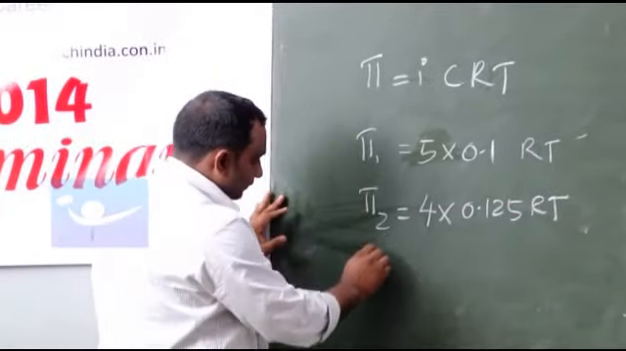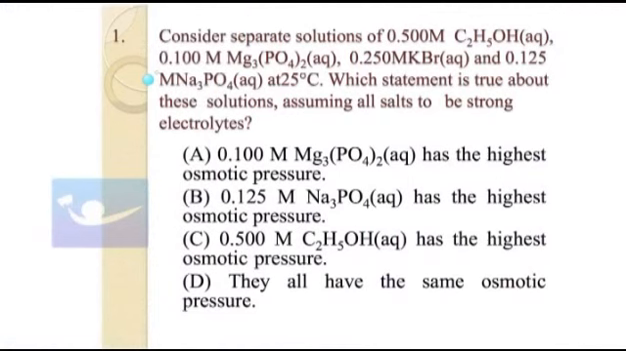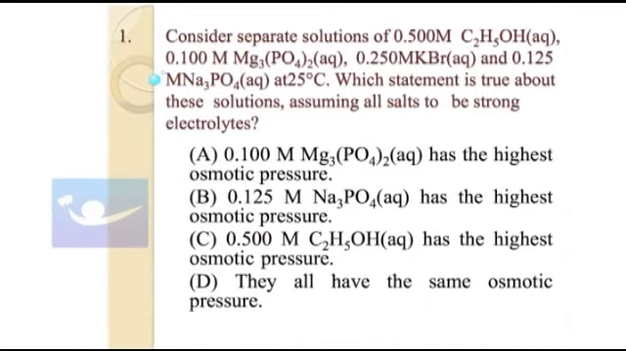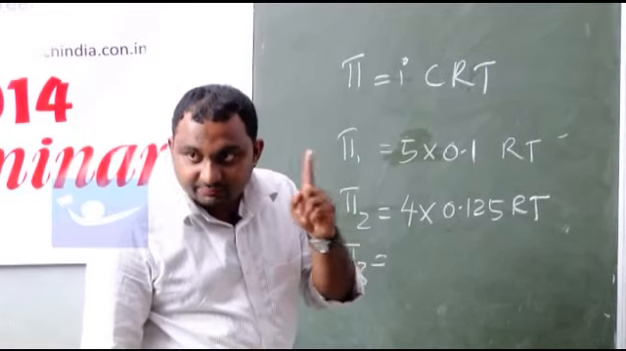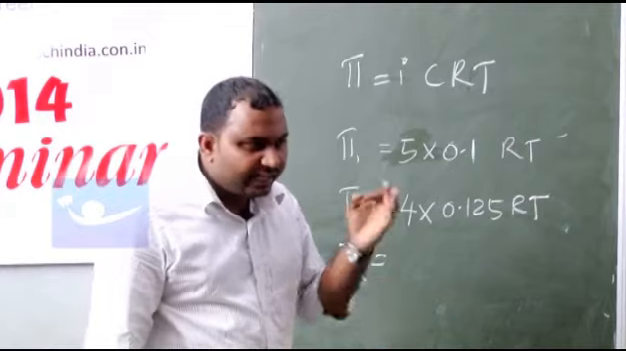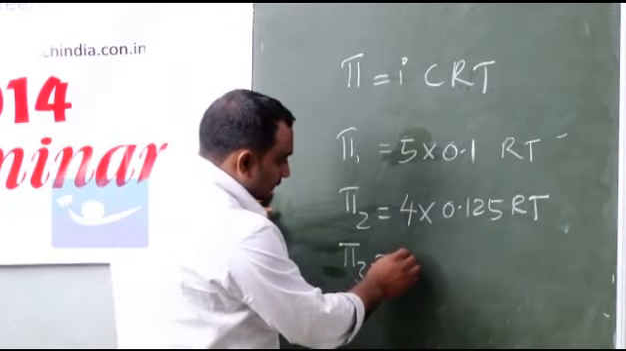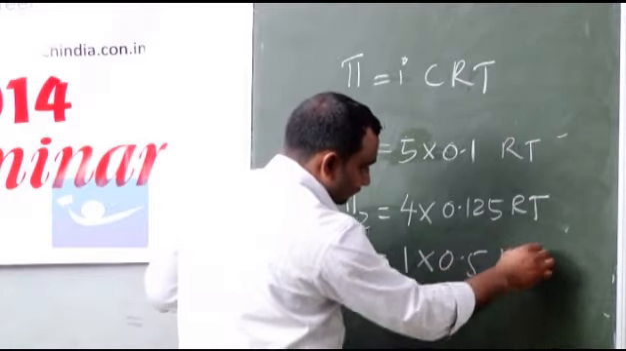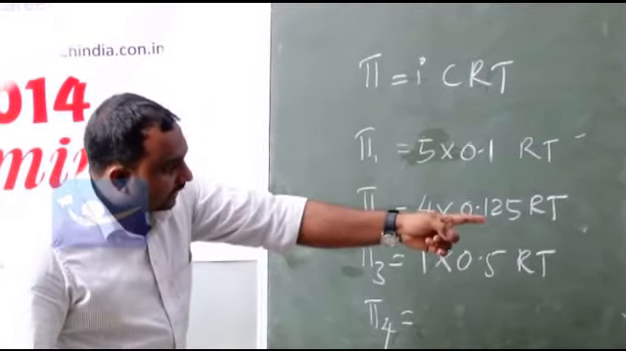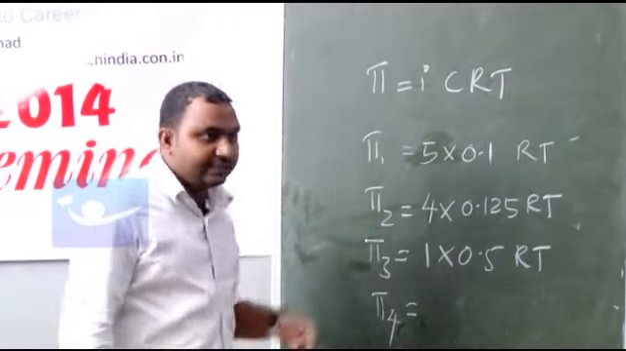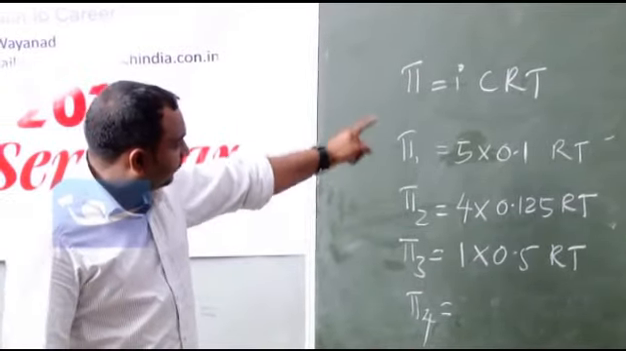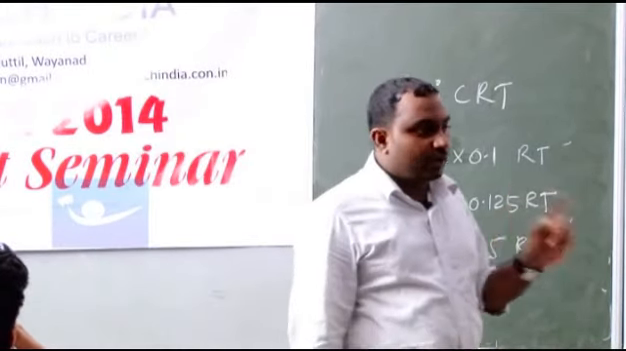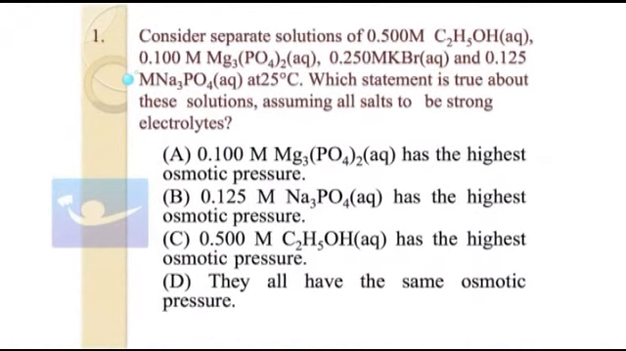And what about the third one? C2H5OH means how many particles? Only one particle, because it is a weak electrolyte, it dissociates very weakly. So 1 into 0.5 RT. So what is the last option? They all have the same osmotic pressure. Do you agree with that? So if you take for all of them, you will get 0.5 RT. When it is 0.5 RT, all of them are having the same osmotic pressure.